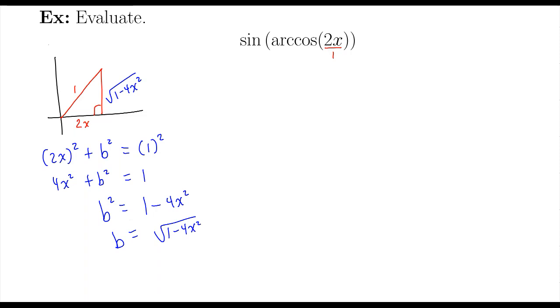Now let's find sine. Remember, sine is going to be opposite over hypotenuse. Opposite over hypotenuse. So that's going to be the square root of 1 minus 4x squared over 1, but of course we don't have to put the over 1. It's understood that it's over 1. So the square root of 1 minus 4x squared.